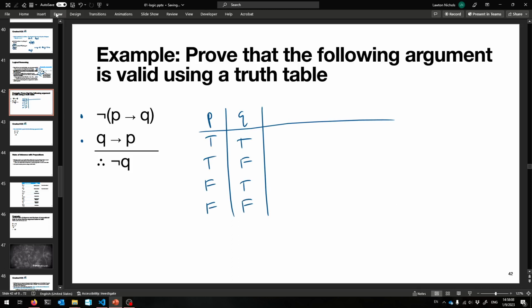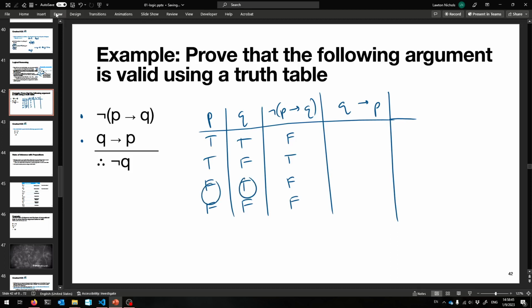And then we have all these other things. So what happens when not P implies Q? Normal P implies Q, if you go back to the truth table, would have been true, false, true, true. But we're negating that, so it's false, true, false, false. And then we're assuming that Q implies P is true as well. That is true everywhere except true implies false. That's the one place that is false. So it's true everywhere else: true, true, true. That's how you make the truth table. And then we also have the conclusion, not Q. So that is false, true, false, true.